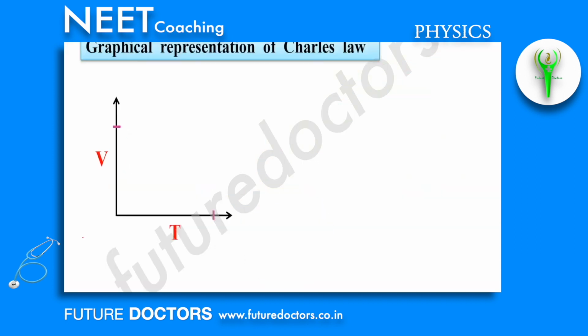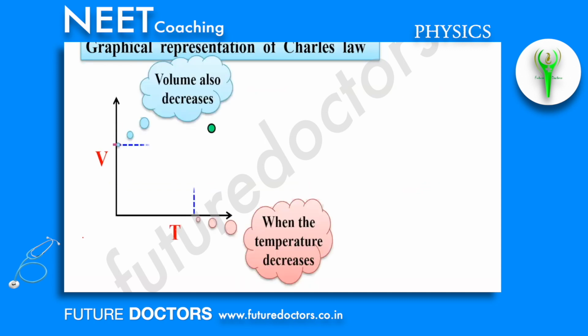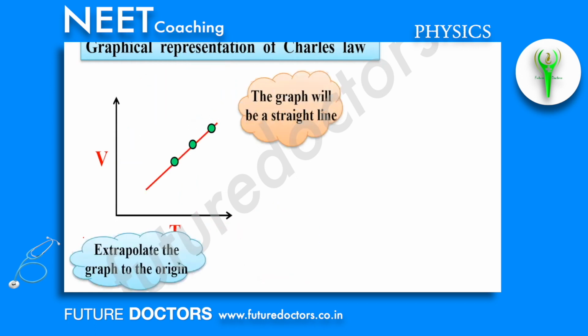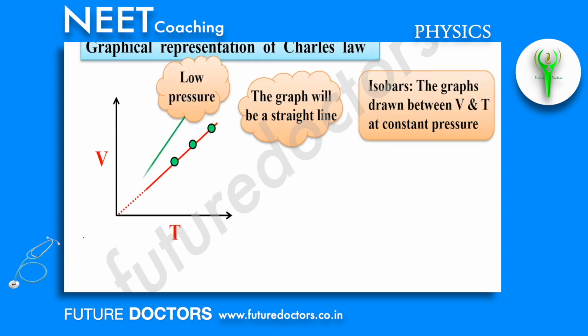So this is the graphical representation of Charles's law. Volume decreases when temperature decreases. So the graph should be a straight line, but it is decreasing, so it is not a straight line. So they extrapolate to the origin. This is the isobar, at constant pressure. The graph is drawn between volume and temperature at constant pressure.